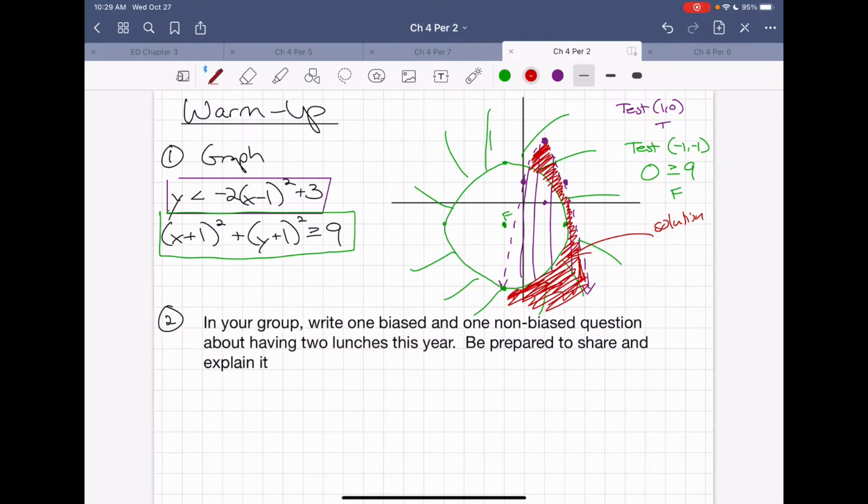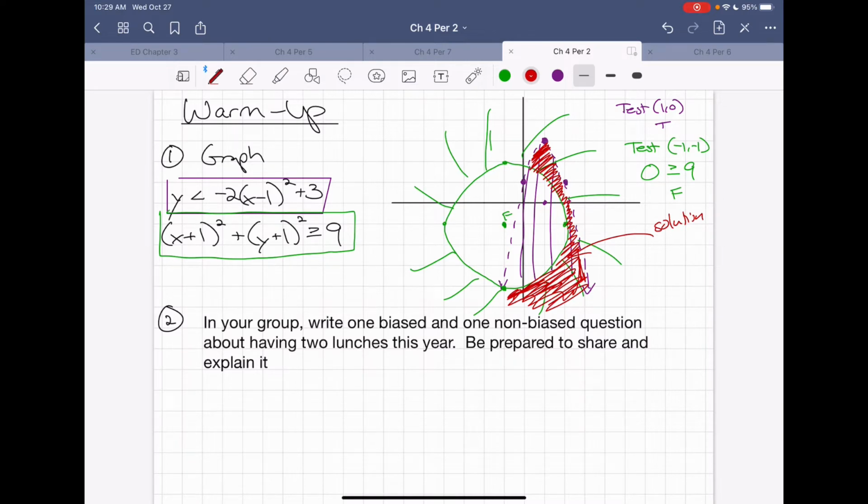So for biased, we want it to be obviously biased. The easy way to make things obviously biased is to include extra information, whether it's positive or negative information. That would make it biased. So let's see. Having 2 lunches this year means the line to get lunch is shorter. How do you feel about having 2 lunches? So that influences the person. Or having 2 lunches this year means you don't always have lunch with your friend. How do you feel about having 2 lunches? So that influences the person the other way.